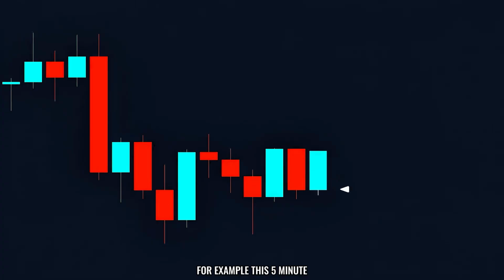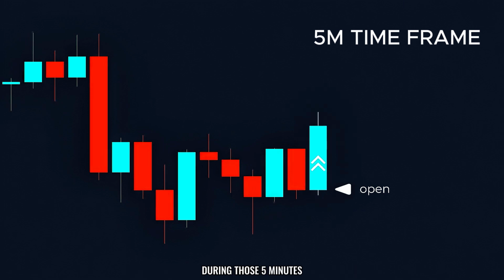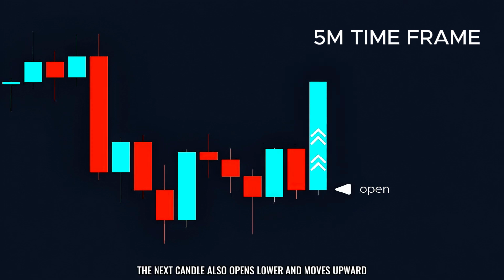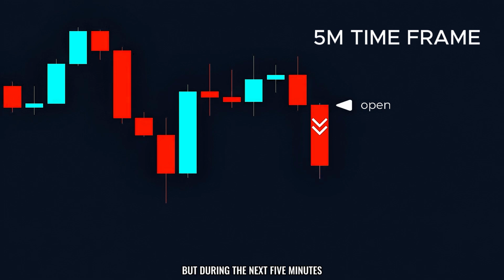For example, this 5-minute bullish candle closed above its opening price, showing that buyers successfully controlled the market during those 5 minutes. The next candle also opens lower and moves upward. However, the following candle opens at a higher level and closes sharply lower. This means buyers controlled the market during the first 10 minutes. But during the next 5 minutes, sellers outperform the buyers.